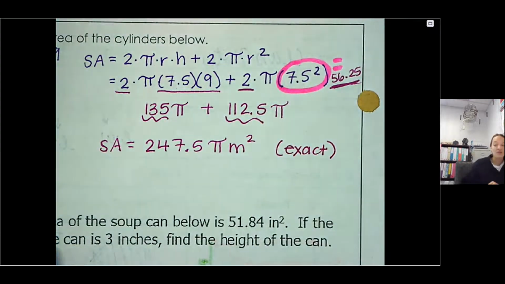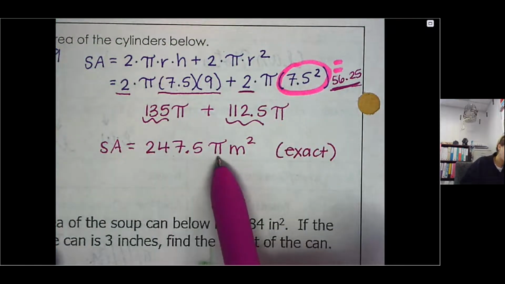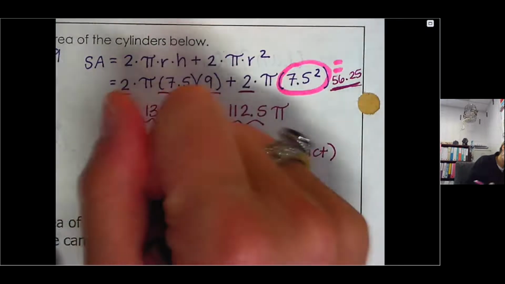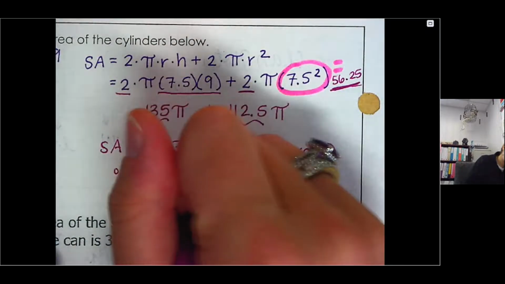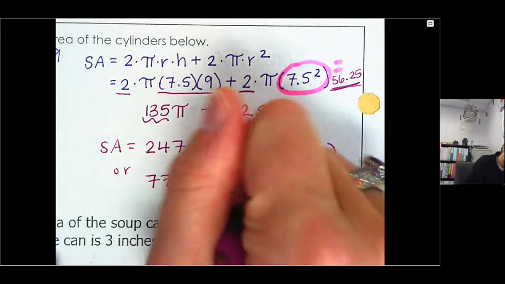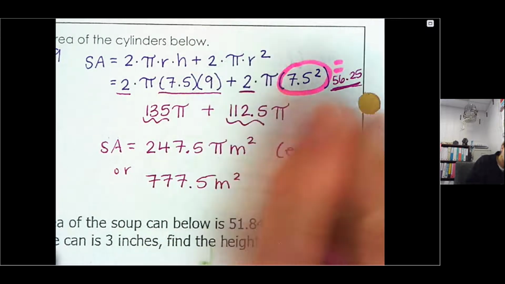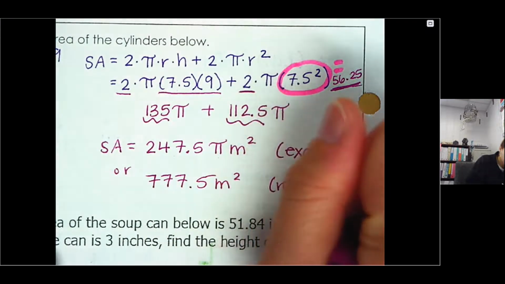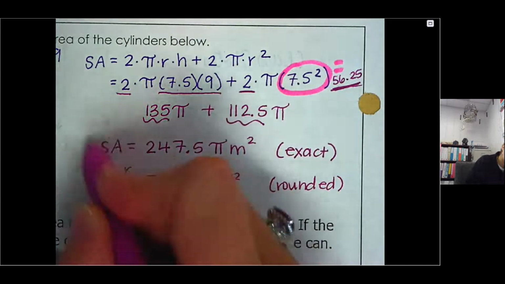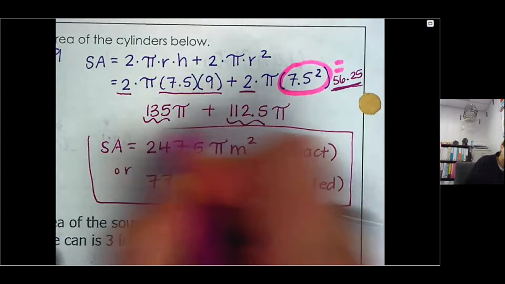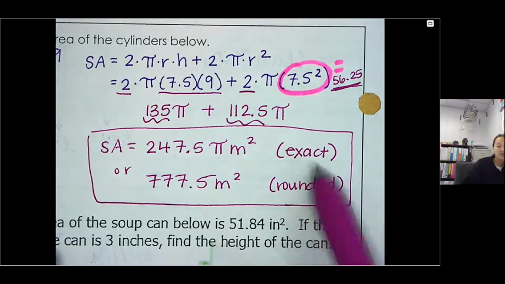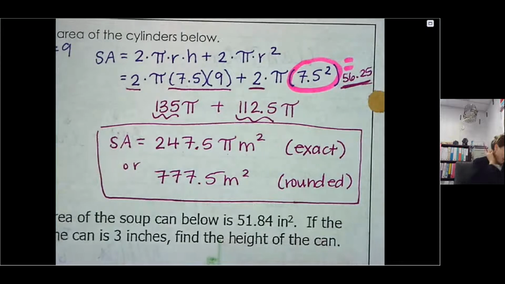And if I ask for a rounded answer, then that means you're actually going to multiply by pi in your calculator. If you actually put that in, you'll get about 777.5 meters squared. That's the rounded answer. Personally, I'm not sure which one they're going to give you on the exam. I would assume they're going to give you the exact one, so I'd be more prepared for the exact answer rather than the rounded answer.